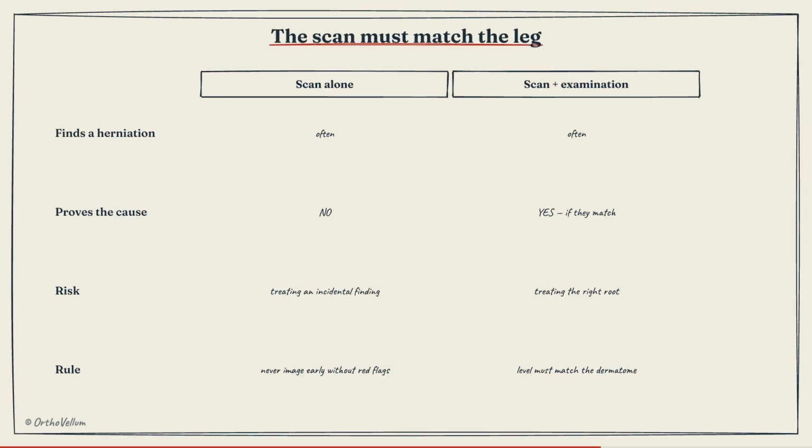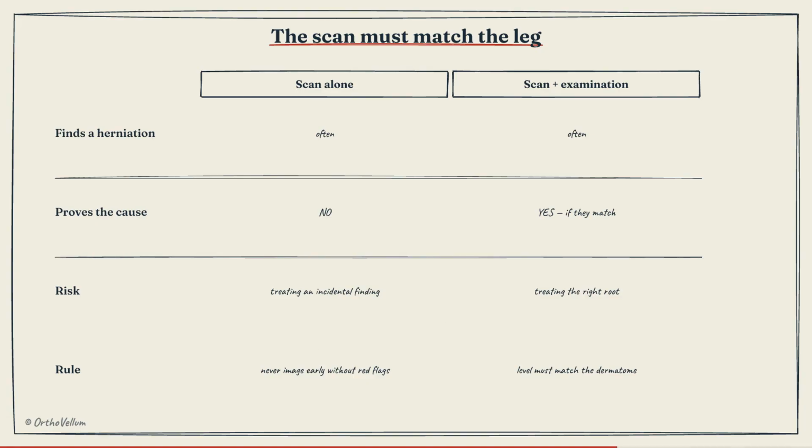One more piece of evidence changes how you read every scan you will ever see. Imaging studies of people with no back pain at all find disc abnormalities routinely. Disc degeneration and bulges are common in asymptomatic adults, and they become steadily more common with age. In other words, a disc bulge on a scan may be an incidental finding of being alive rather than the explanation for the symptom. So the scan never makes the diagnosis on its own.